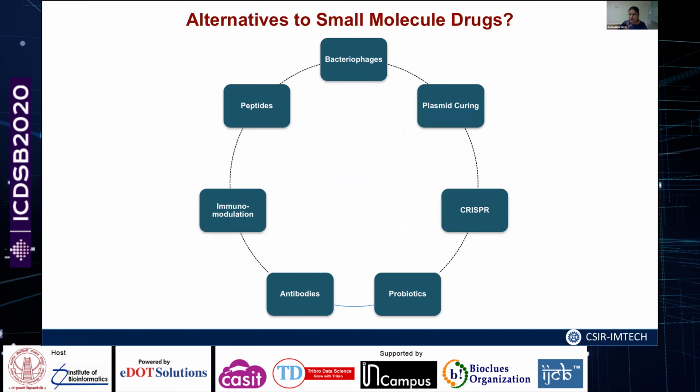Now, given that the first 2 sections of my talk focused only on small molecules, it is for the benefit of the students out there: small molecules are not the only way to address antimicrobial resistance. There are several other things, and these are not just proposed. Most of them are actually in clinic right now, and some of them will be in clinic very soon. So there are bacteriophages, methods of plasmid curing, CRISPR, probiotics, antibodies, immunomodulation, and peptides. All of this can be used for antimicrobial drug discovery. And what we did in our lab was to use peptides. And I'll show you where.